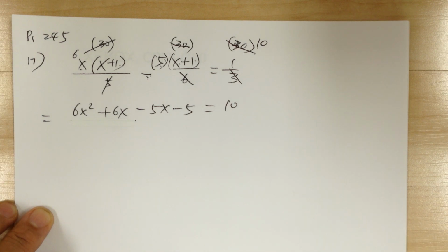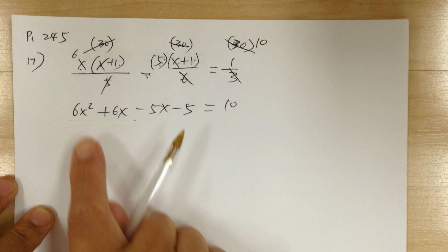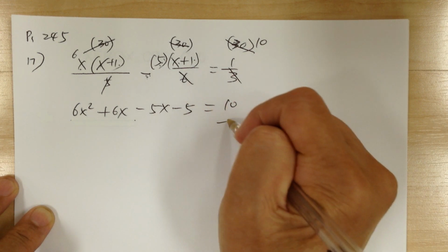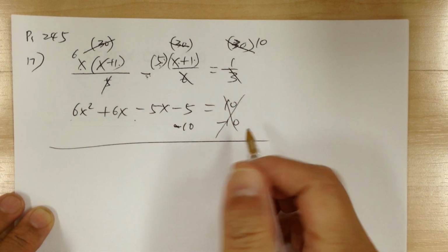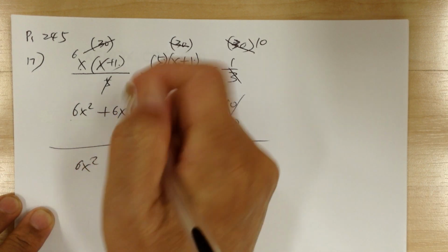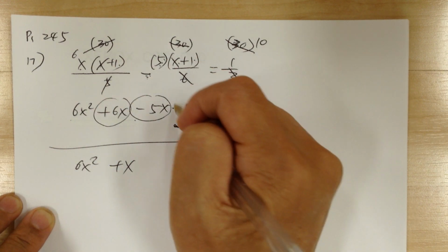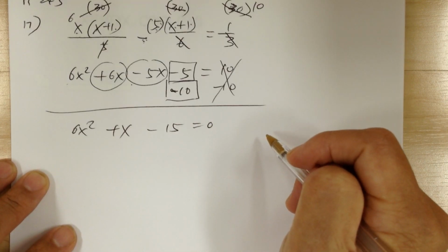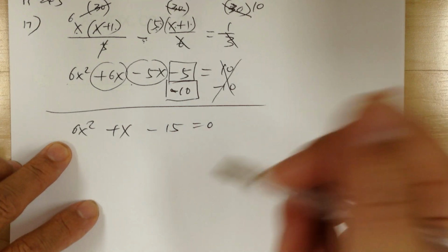Okay, so there's a square, so we need to make it equal to 0 so we can do the factoring. So minus 10. So this will cancel out. So I got 6x squared, and this term will give me plus x, and these two terms will give me minus 15. Okay, so from here again doing the factoring, so go through the steps.